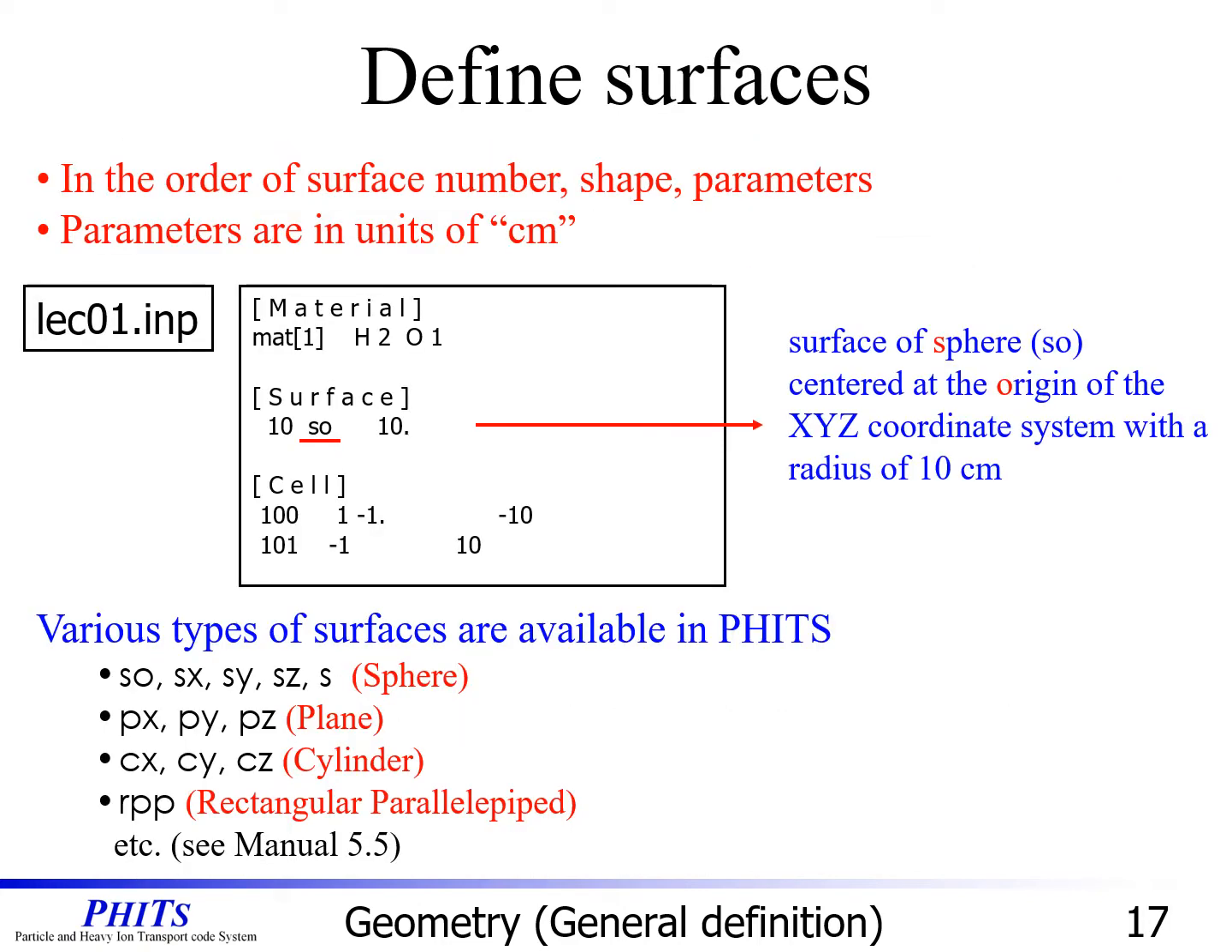Now let's see how to define a surface. The format of definition is surface number, shape, and parameters. For example, this line defines the surface of a sphere having its center at the origin of the XYZ coordinate system with a radius of 10 cm. Note that parameters are in units of centimeter. There are various types of surface shapes, that is, sphere, plane, cylinder, rectangular, and so on.